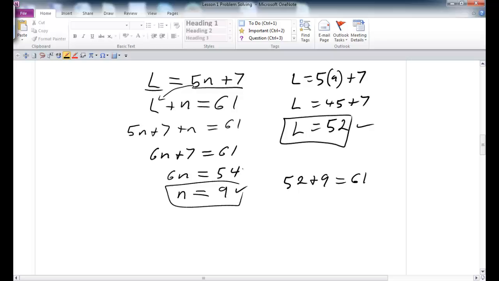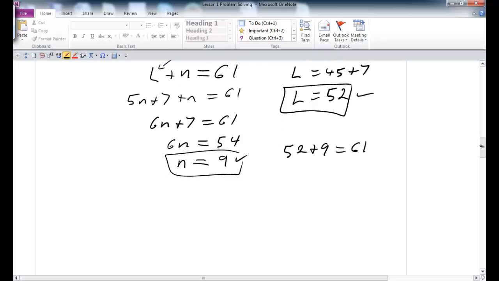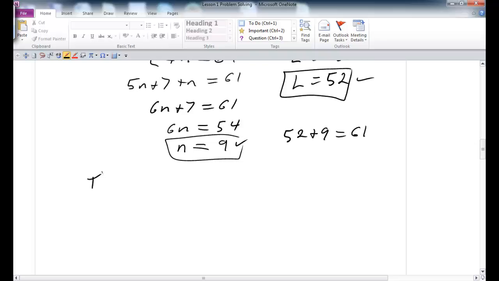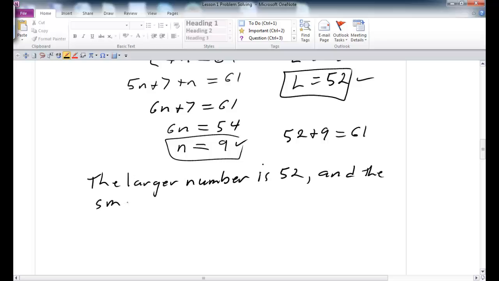So I need to put a box around them, and then since it's a word problem, we have to finish off with a sentence answer. The larger number is 52, and the smaller number is 9. And we've done that one.